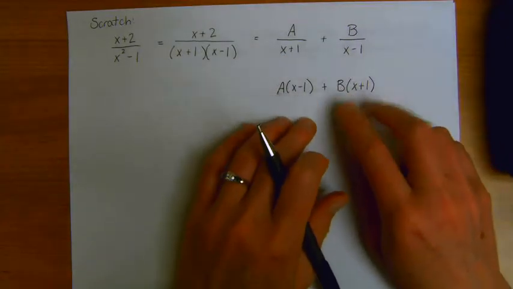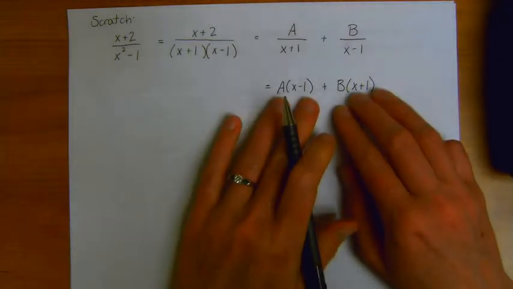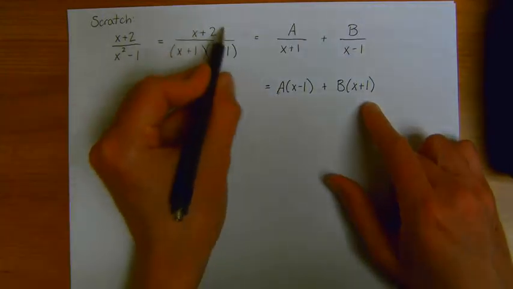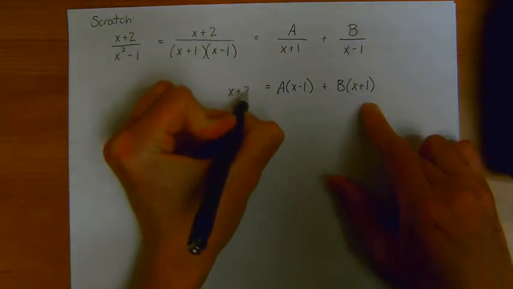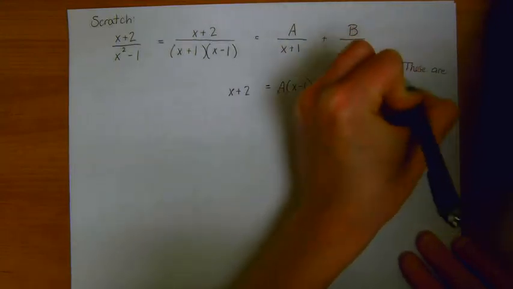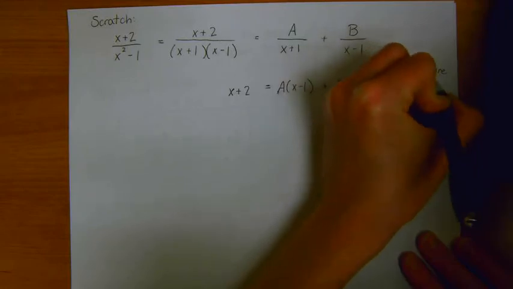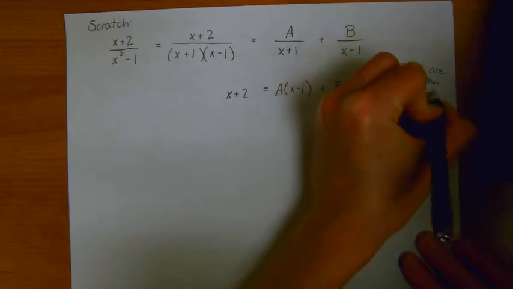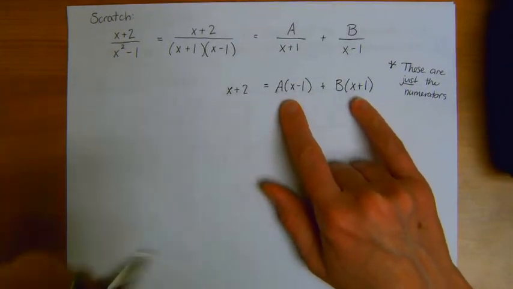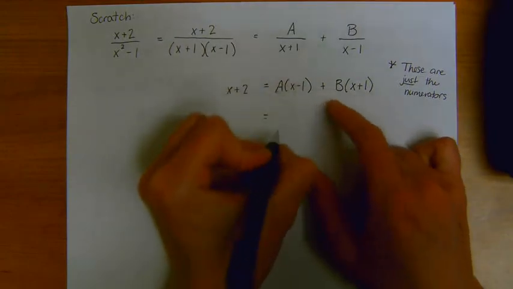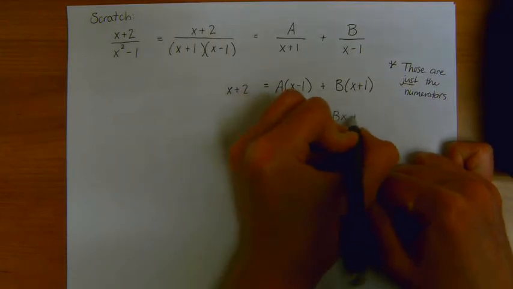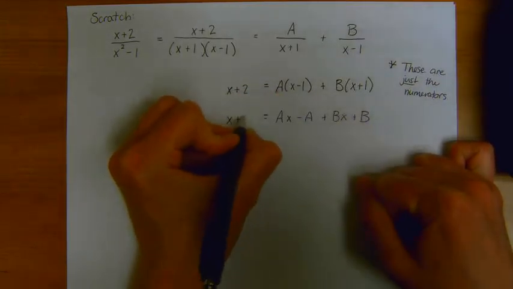Notice I'm not writing out the denominators here because that's a lot of writing and it's more than what I need to do. And I want this numerator to be equal to this numerator. So I'm writing a star here saying that these are just the numerators. When you compute these, you can just write out the numerators as well. To do the distributive property, this means that ax minus a plus bx plus b has to be equal to x plus 2.